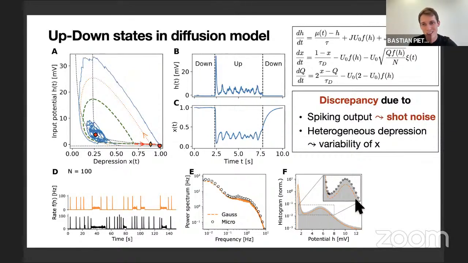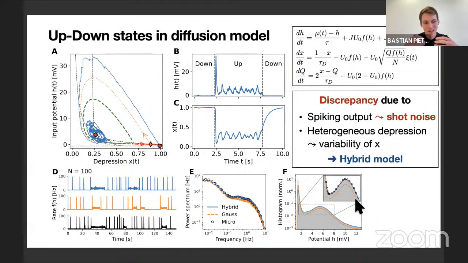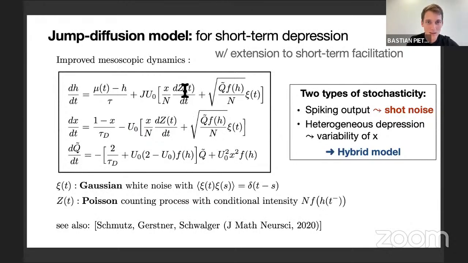But the nice thing here is that we can make up for these deviations, because the discrepancy that we see between our mesoscopic diffusion model and the microscopic network is due to the spiking output, this Poisson shot noise. And by going a step further and introducing a hybrid model where we explicitly model spiking output as Poisson shot noise, we can get a perfect fit. The dynamics will look like that. So here this dz dt is the Poisson noise, but I don't want to bore you again with the details.